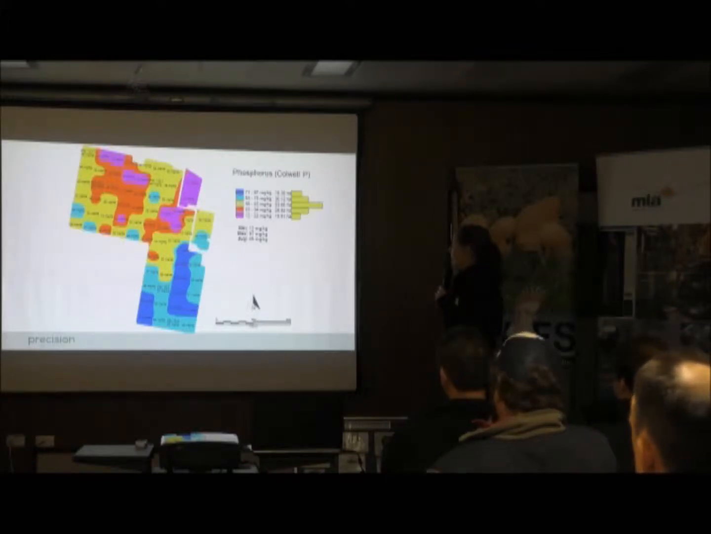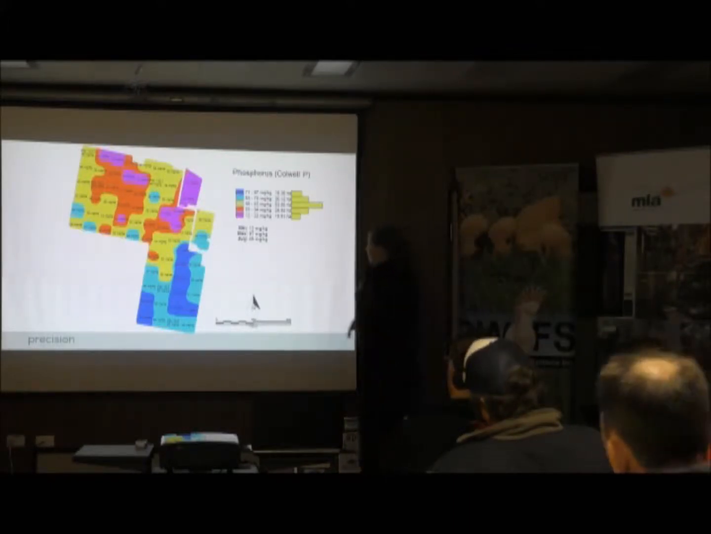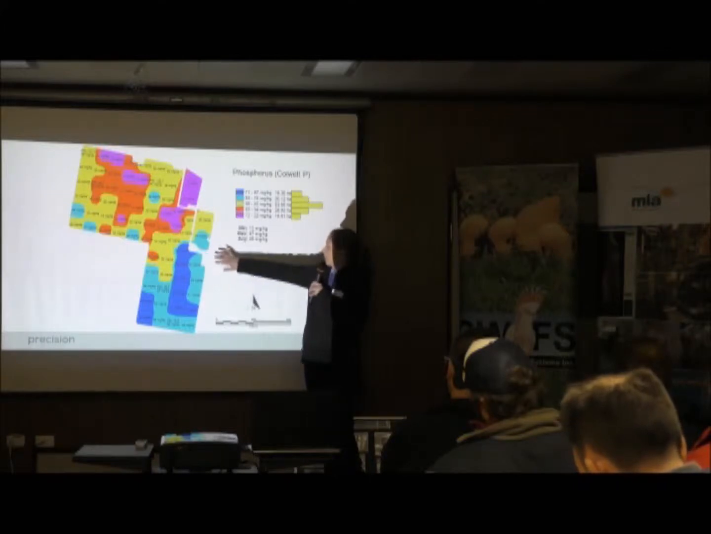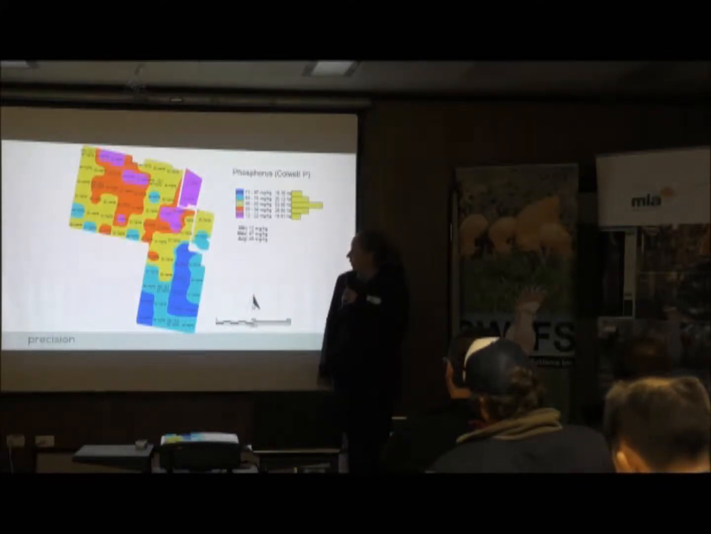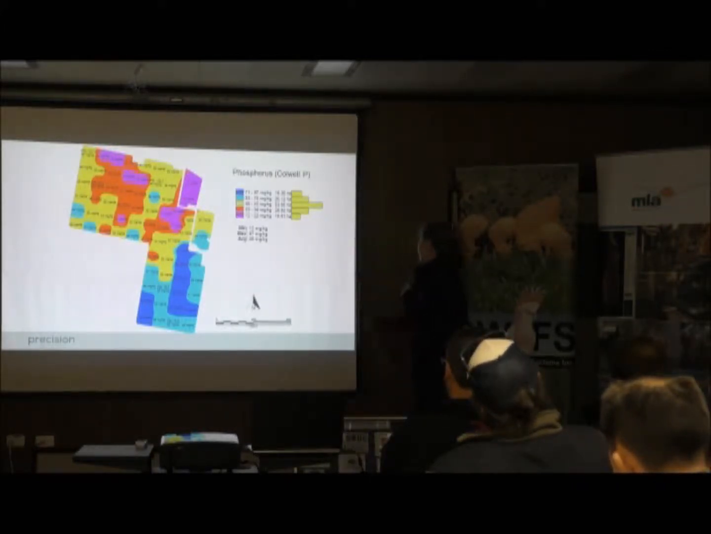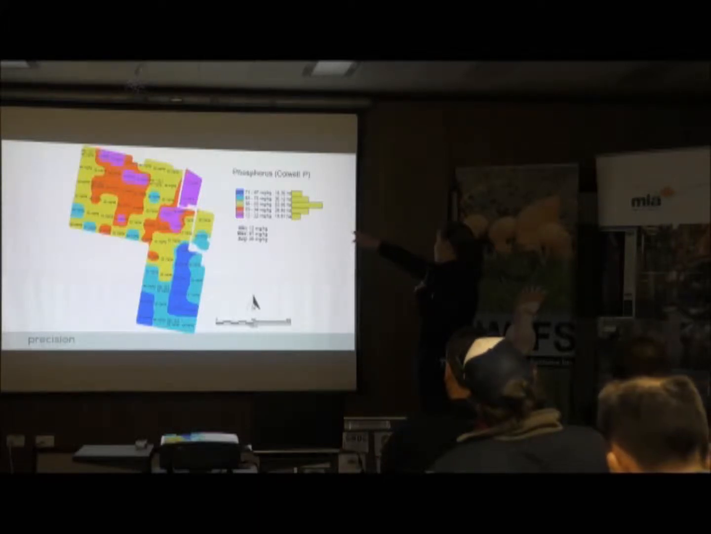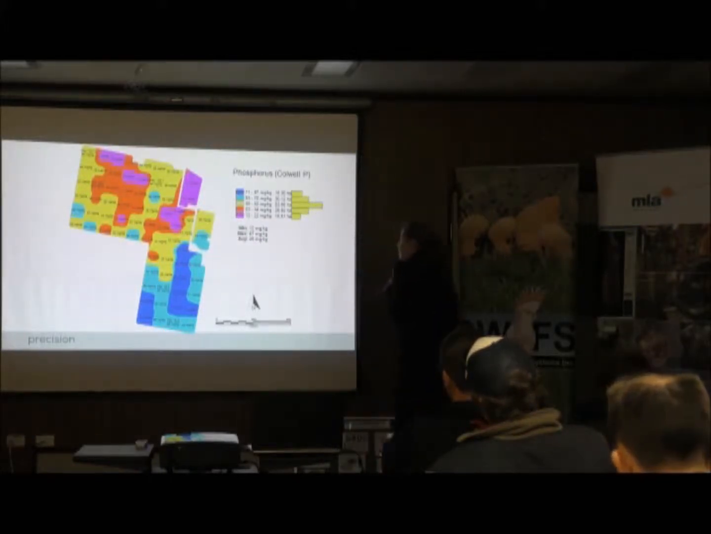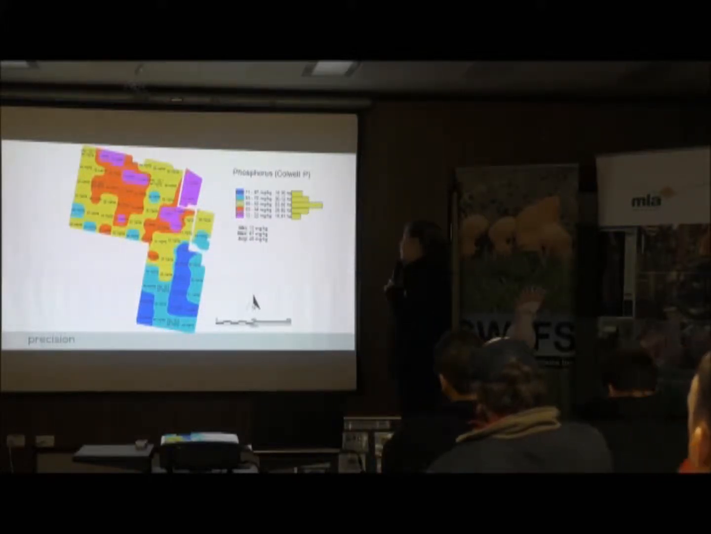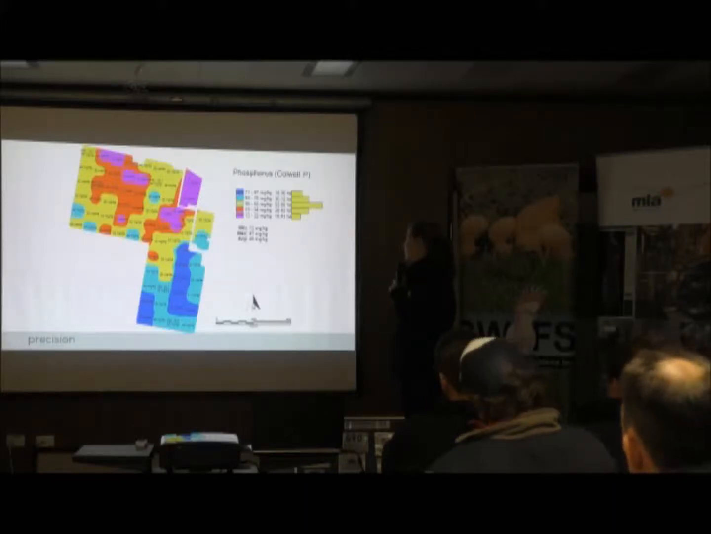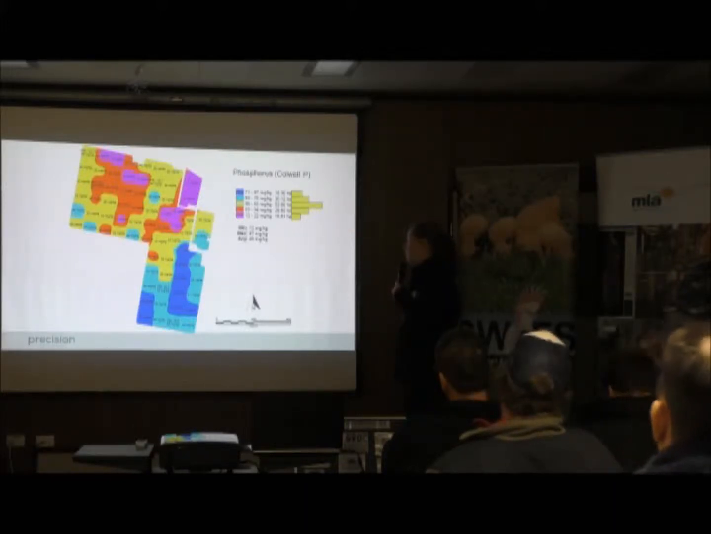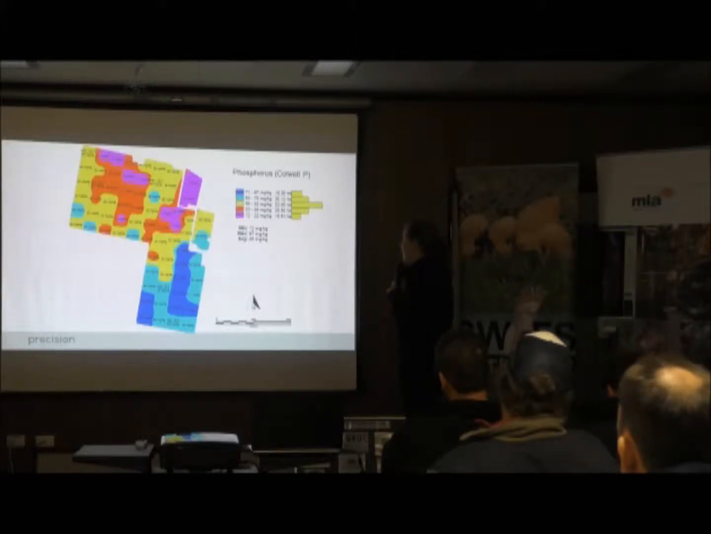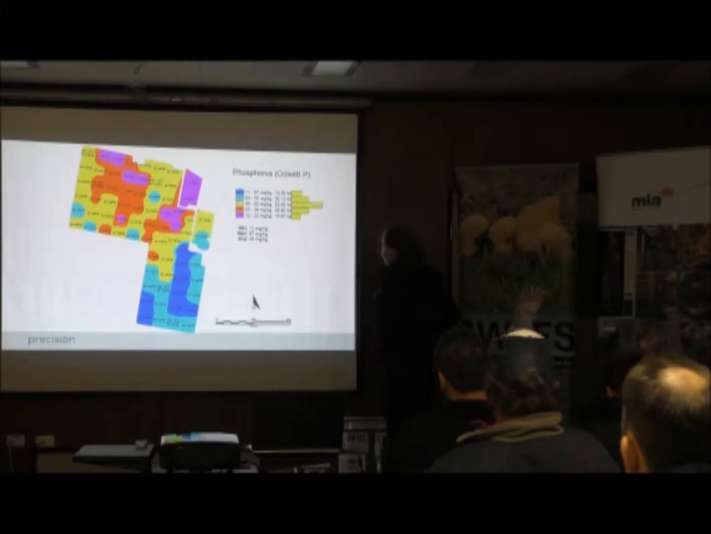So the blue and the darker blue are above 50 milligrams per kilogram. And then our sort of into the purple is quite low. So some of these are 12 and 16 milligrams per kilogram. So for that PVI around 100, we'd be looking to get our Colwell P to about 40 milligrams per kilogram as a critical value, I guess.